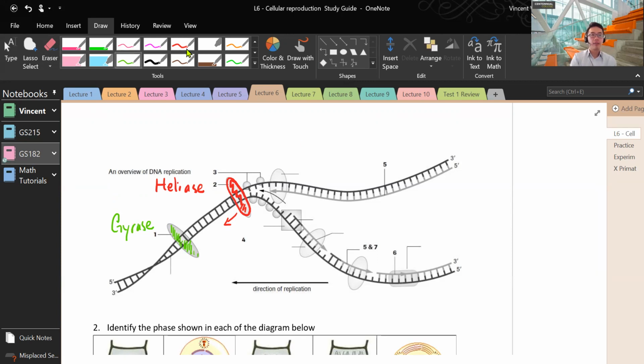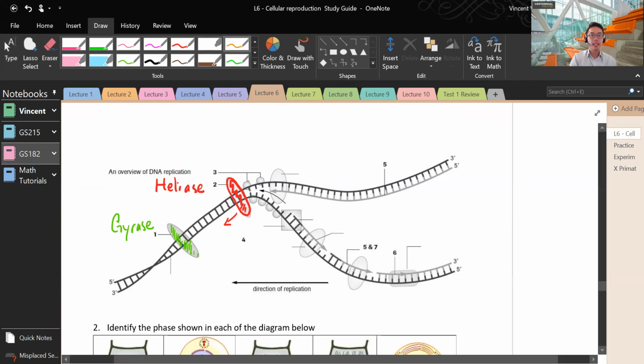The DNA would have a tendency to reanneal, to come back together. And we don't want them to come back together. We want to keep them apart so that we can make a complementary strand. So to do that, we need the single strand binding proteins.